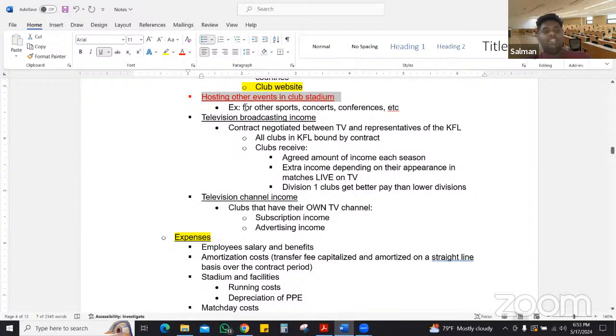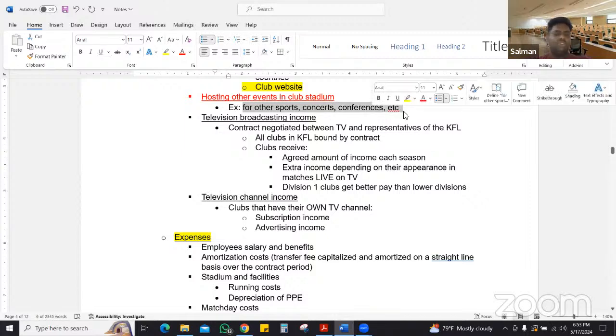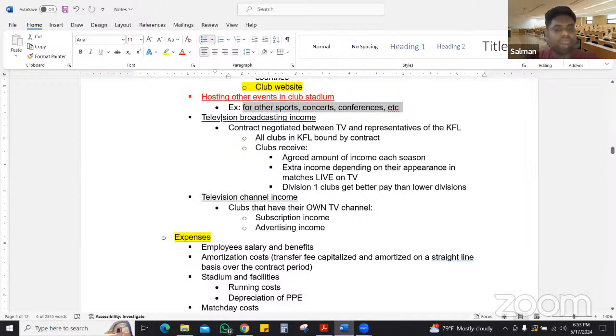For example, we can rent the stadium for 1 or 2 days for other sports, for concerts, for conferences. Think about all of these musical concerts. They are on the ground at stadiums. This is also an additional source of revenue.